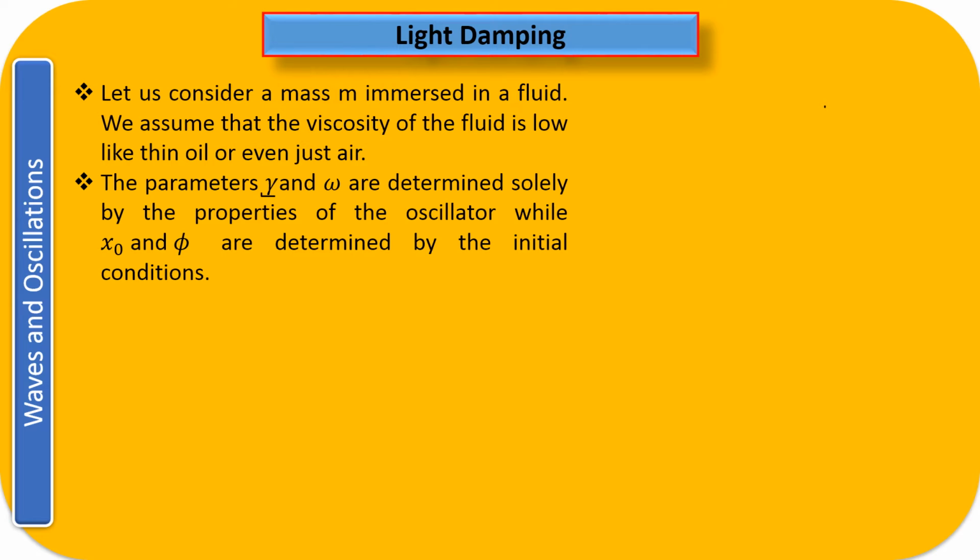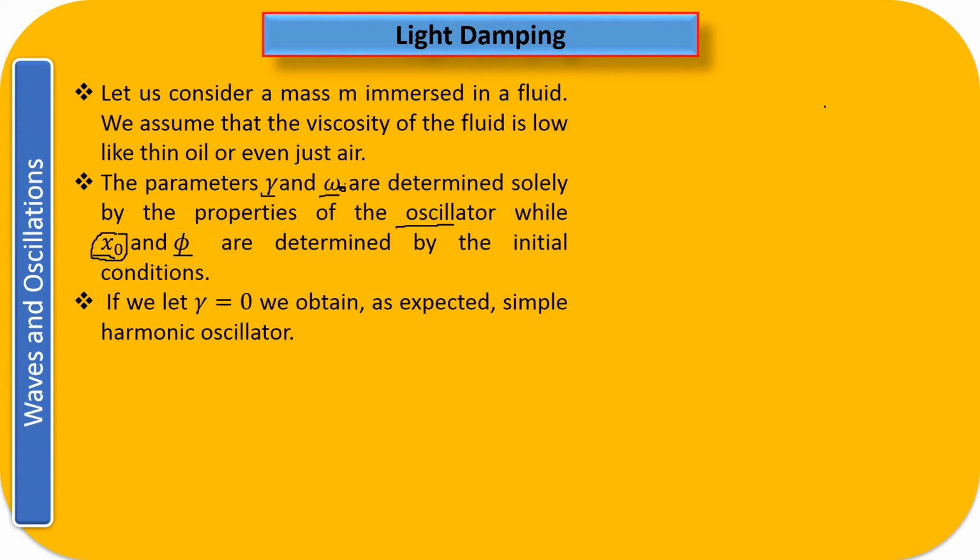And omega naught, here we can say omega naught is your natural frequency. So these are the properties of the oscillator. Naturally, one is your natural frequency, the other is the medium, while x naught, which is your amplitude, and the phase phi are determined by the initial conditions. So with this initial condition, how much is going to be the maximum amplitude, and what is the phase, all these are your initial conditions of the oscillations. It is nothing related with your oscillator.